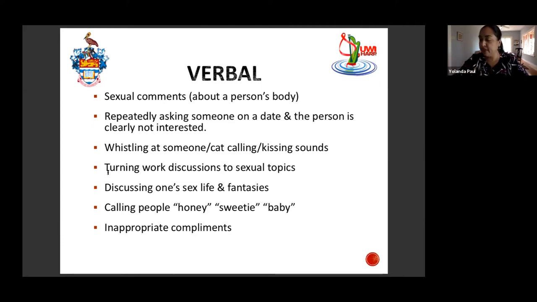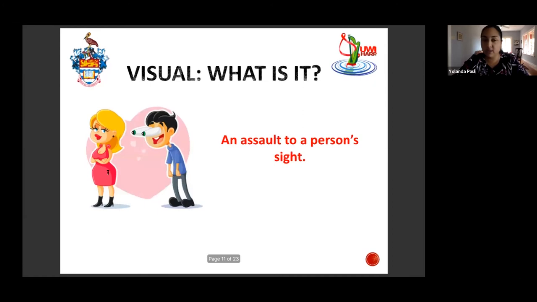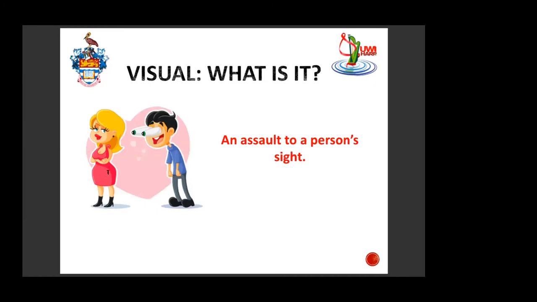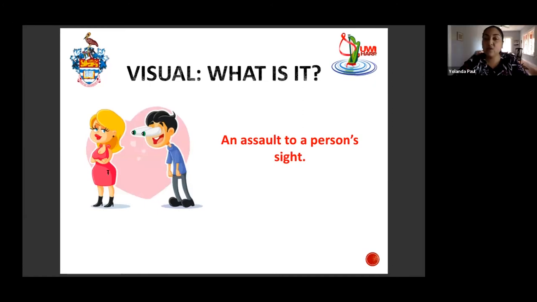So that's verbal. Let's move very quickly to visual. We define visual sexual harassment as an assault to a person's sight.